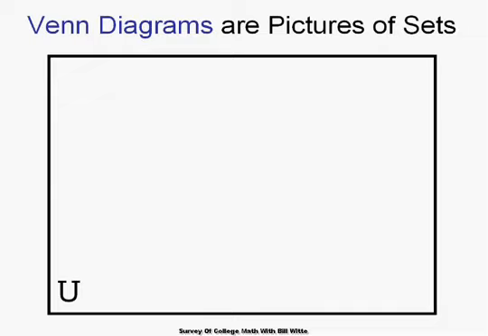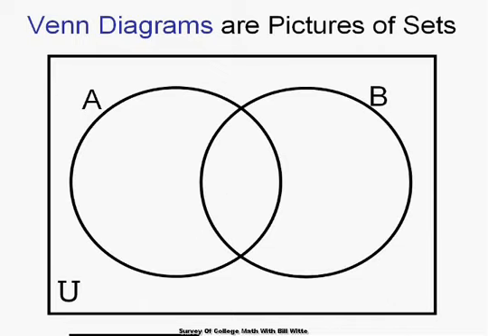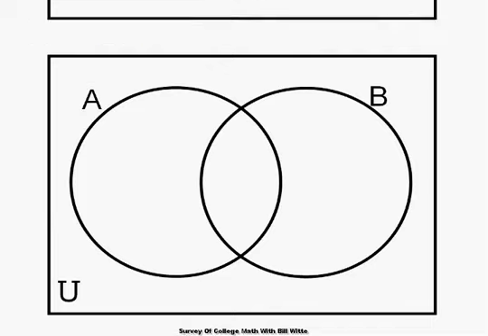Any of the sets that we try to represent will be typically circles with capital letters. For instance, set A and set B, and there can be other circles, okay? And they may touch, they may not touch.